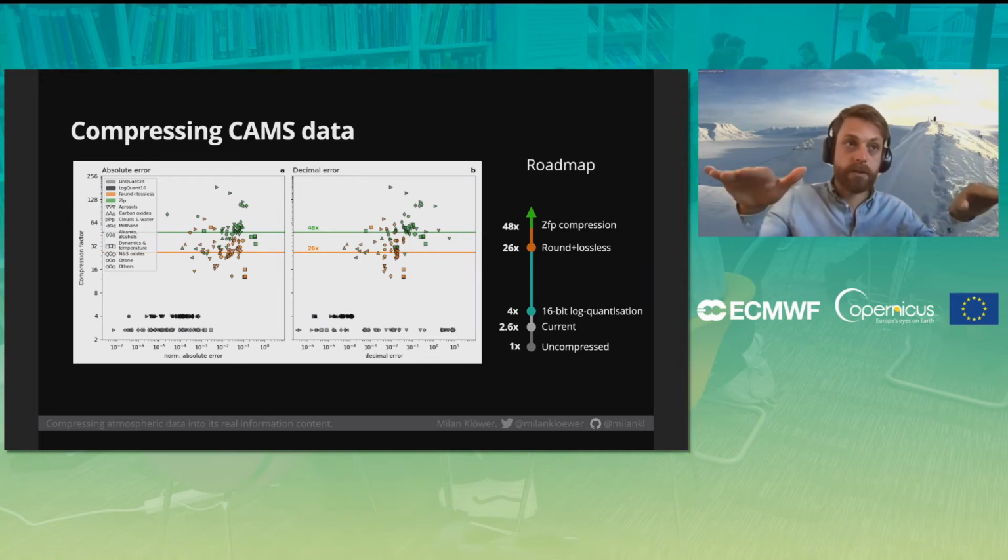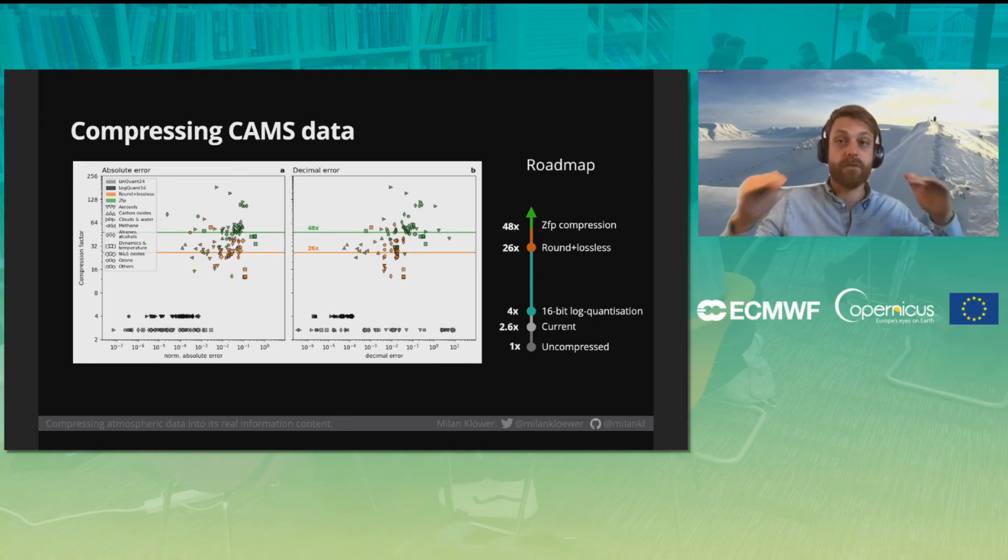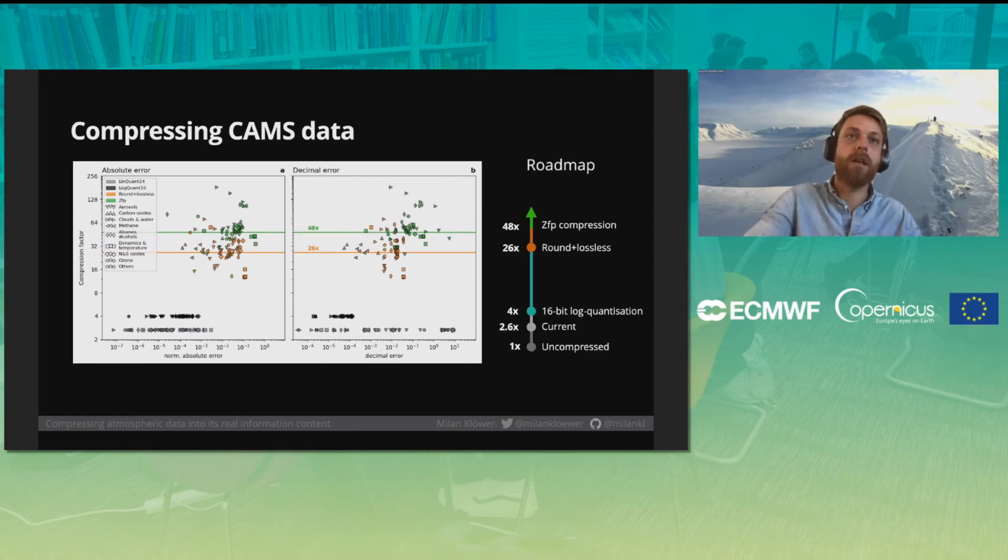So the gray dots on the bottom are really low compression factors. You don't actually compress that much. You still have somewhat large errors. This is the current compression that we have. If you go to the 16-bit log quantization, we actually reduce the errors a lot, and gain a little bit in terms of the compression factor. However, if we actually want to compress way more, we really have to throw away the information that is not real. And this is then where we end up with round plus lossless and ZFP compression.